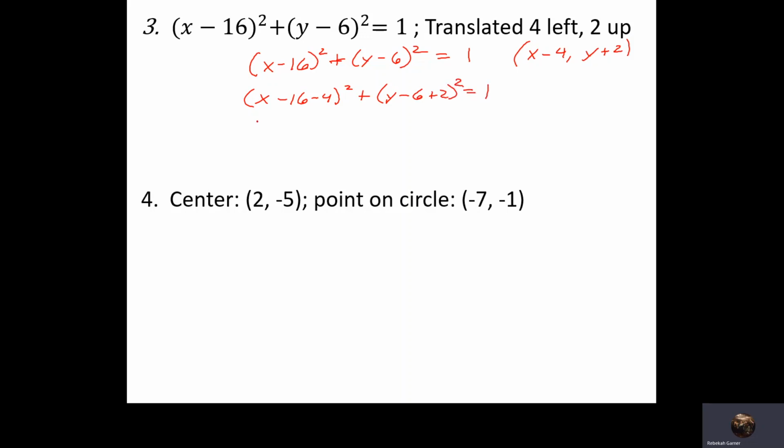All right, and then what do we get? (x minus 20) squared plus (y minus 4) squared.